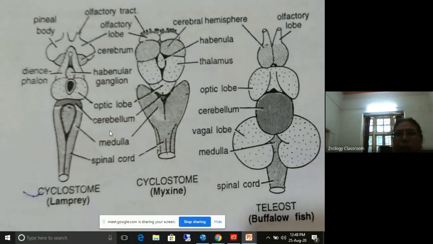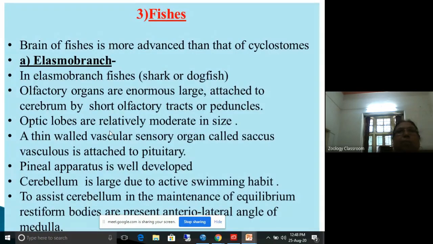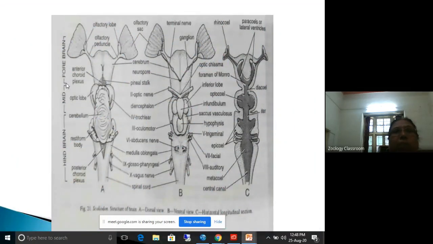Then in fish, in comparison, for example in shark or dogfish, the olfactory lobes are enormously large. We see in the diagram first. So this is the brain of the shark. This upper part is called the forebrain, then the midbrain and hindbrain. The forebrain consists of the olfactory lobe, then the cerebrum, and then the diencephalon.